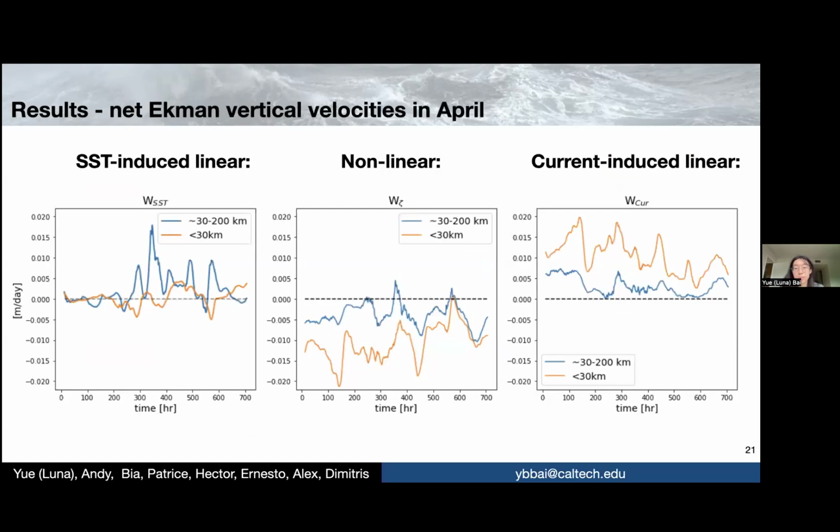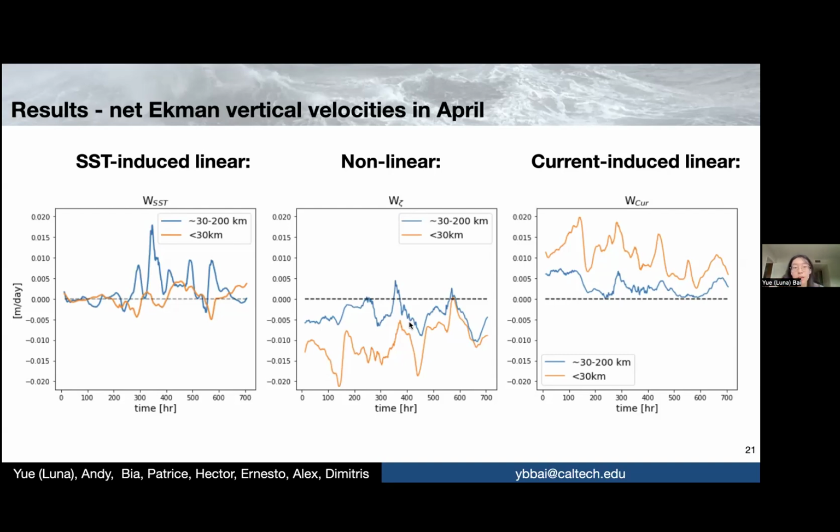So before I showed all those fields in the spatial sense, but we are also interested in their net contribution in a specific area. So whether they're contributing to a net upwelling, or to a net downwelling. And so here we are showing the time series of the domain average of all sorts of vertical velocities induced at different spatial scales.